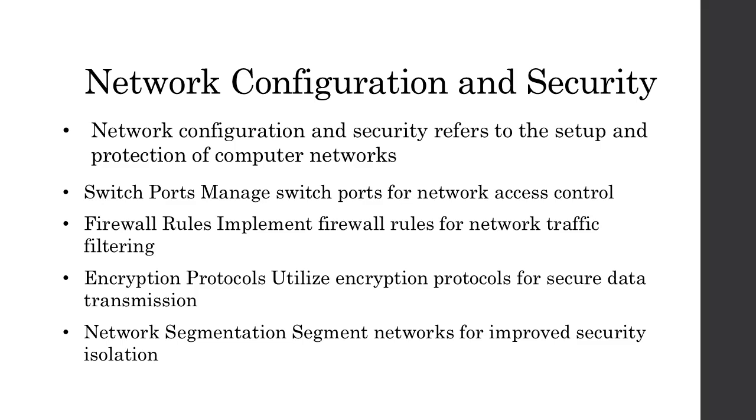Firewall rules. Now, imagine you have a bouncer at the entrance who checks each guest's ID before letting them in. Firewall rules do something similar, but for computer networks. They filter out unwanted traffic and only allow authorized access. Encryption protocols: when your guests give you their personal info, like name or phone number, you want to keep it secure. Encryption protocols work like a safe lock on sensitive data, protecting it from prying eyes.